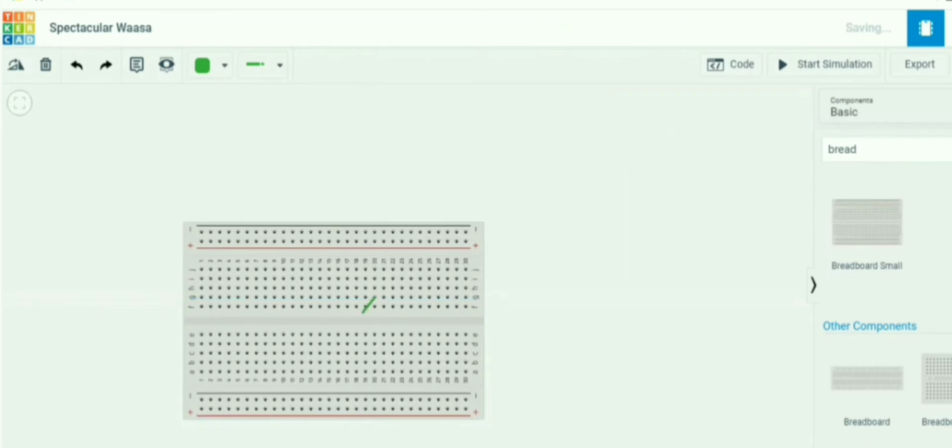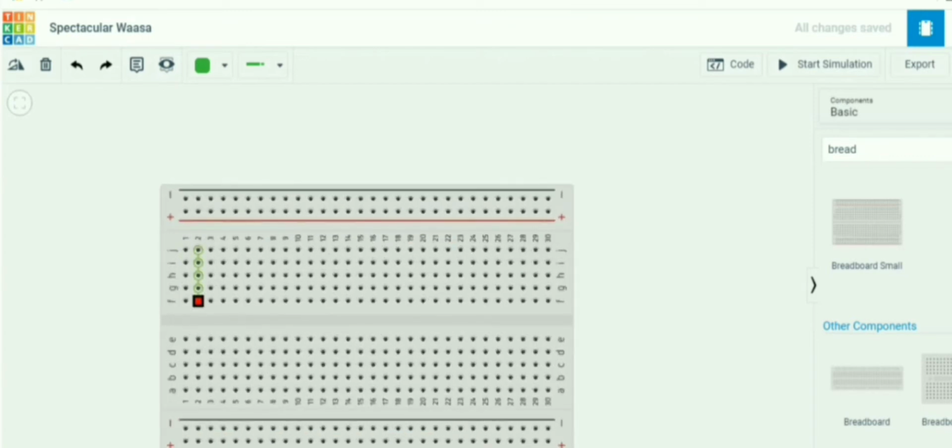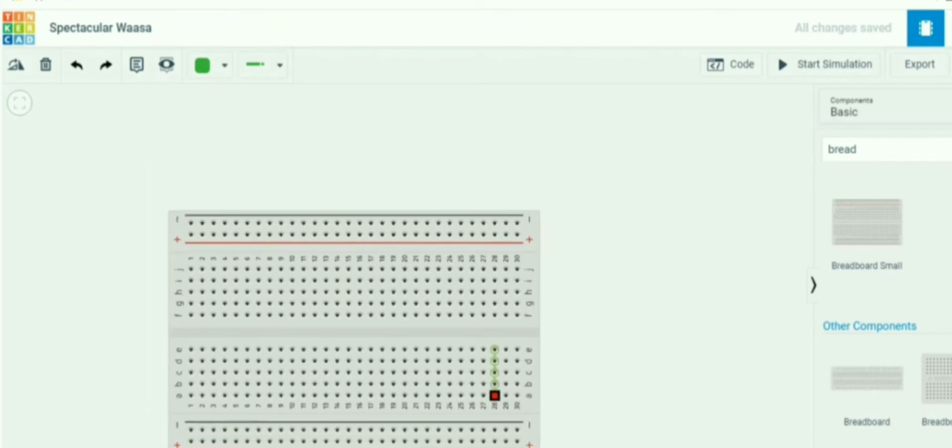Take the breadboard. This is the breadboard. See this? Vertically, all 5 holes or pins are connected to each other. The upper 5 lines and lower 5 lines are not connected to each other, and these are used for the ground and VCC purpose.